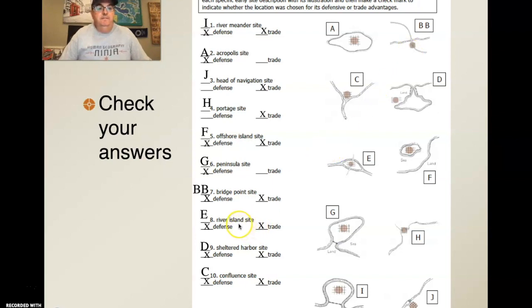Let's see. River island site. So here we go. We've got a river right here. Got an island here in the center. Paris is a good example of this, and I'm going to talk about that in a moment.